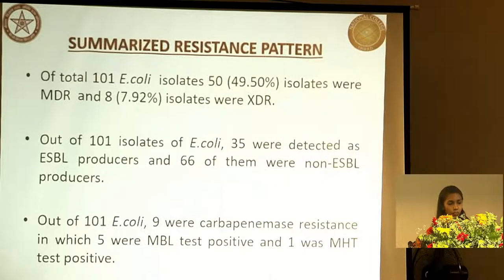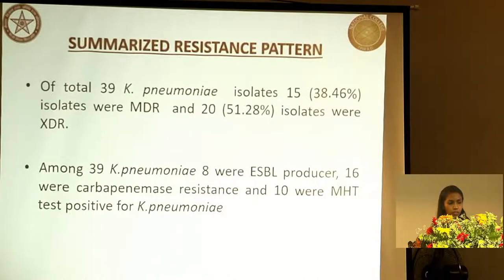Out of 181 isolates of E. coli, 35 were detected as ESBL producers and 66 of them were non-ESBL producers. Out of 181 E. coli, 9 were carbapenem resistant, in which 5 were MBL test positive and 1 was modified Hodge test positive. Of the total 39 Klebsiella pneumoniae isolates, 15 isolates were MDR and 20 isolates were XDR. Among 39 Klebsiella pneumoniae, 8 were ESBL producers, 60 were carbapenem resistant, and 10 were modified Hodge test positive for Klebsiella pneumoniae.